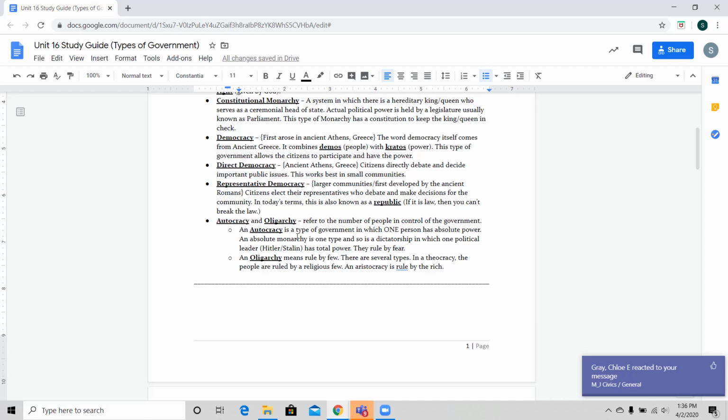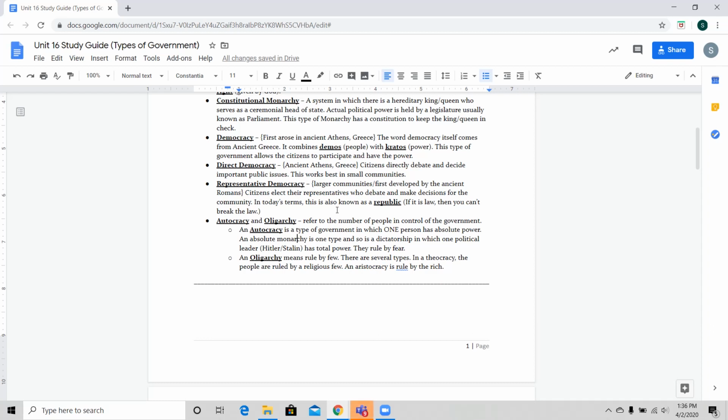Also, you can fall into this with dictators. So again, Hitler, Stalin, these people were autocrats because they had the majority of the power and they ruled by fear. Definitely. So, like you said, absolute monarchy falls under autocracy.